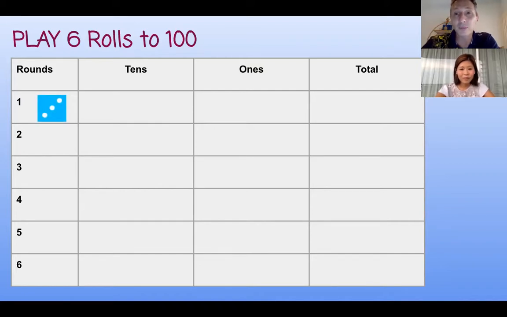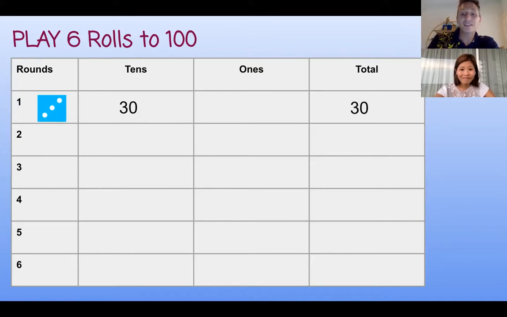So let's pretend I rolled a 3. I get to decide if it's going to be 3 tens or 3 ones. Remember, if I'm only counting ones, I might not make it, Miss Yuka. But if I counted all my rolls as tens, I'm probably going to go over. So if I rolled a 3, I'm going to say it's going to be tens just to get started. So I'm going to count that as 30. And my total there is going to be 30.